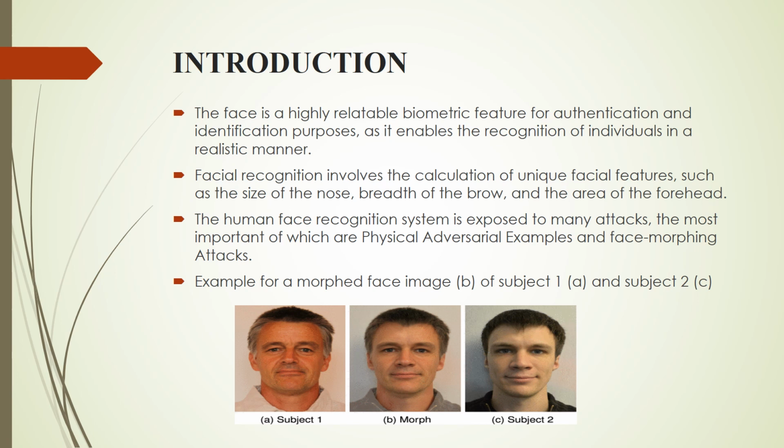The human face recognition system is exposed to many attacks, the most important of which are physical adversarial examples and face morphing attacks. This is an example of face morphing attacks. Image B is a morphing image from subject A and C.